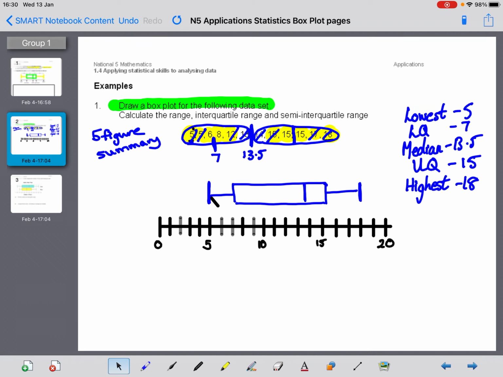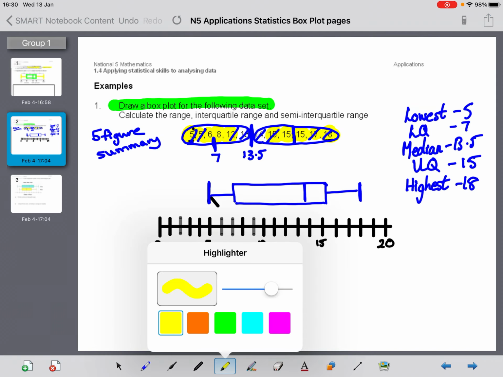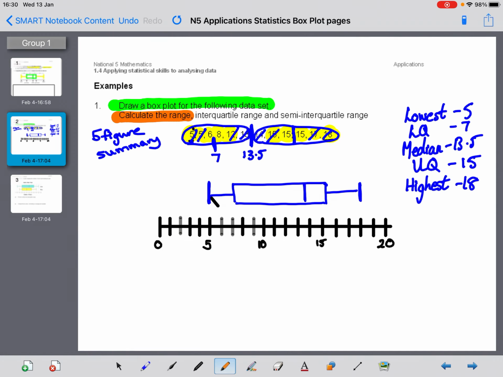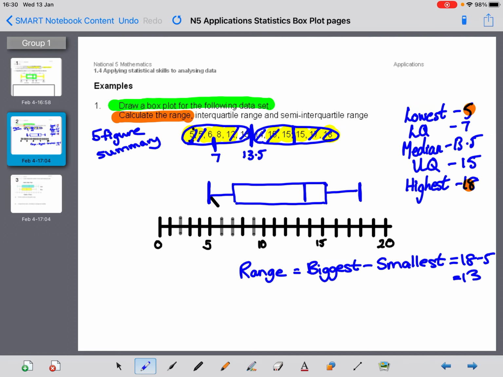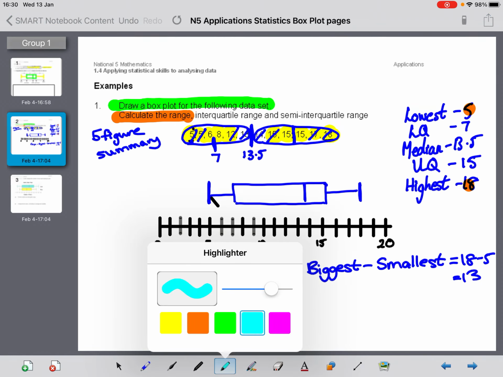Now, that was not the only thing we were asked to do in this question. What else were we asked to do? Calculate the range. What's the range? The range is the biggest number take away the smallest one. I can see from over here that's going to be 18, take away 5, that is 13.